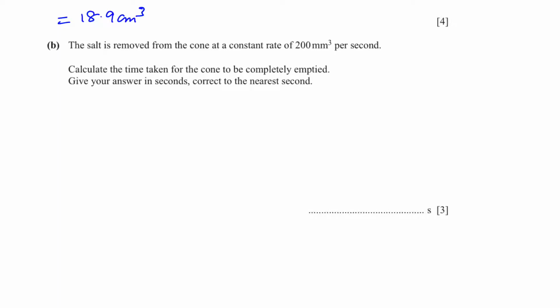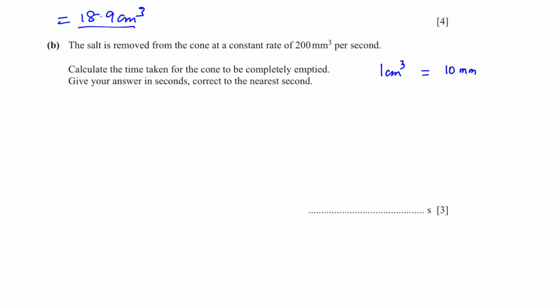In part B, the salt is removed from the cone at a constant rate of 200 cubic millimeters per second. Calculate the time taken for the cone to be completely emptied. Give your answer in seconds correct to the nearest second. So we know that the volume of the salt is 18.9 cubic centimeters. But the rate at which it is removed is 200 cubic millimeters. The first thing we'll have to do is change this into millimeters. 1 centimeter is equal to 10 millimeters.